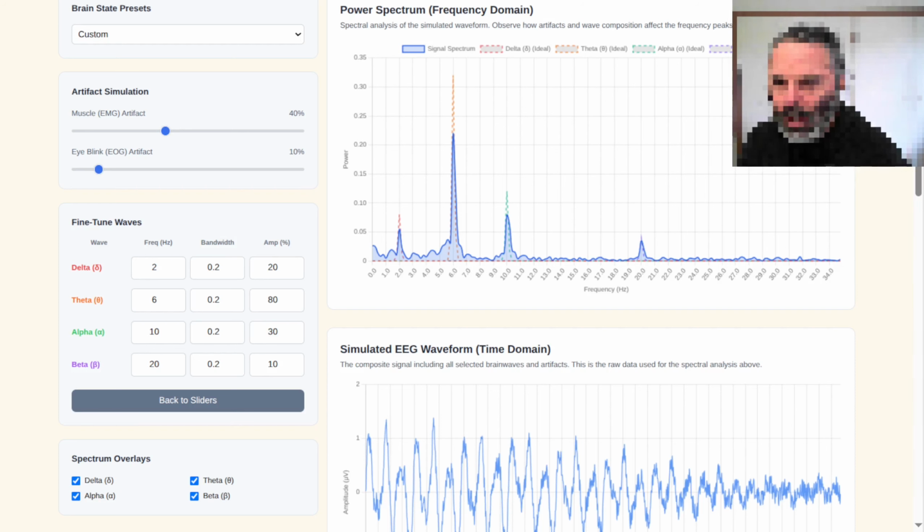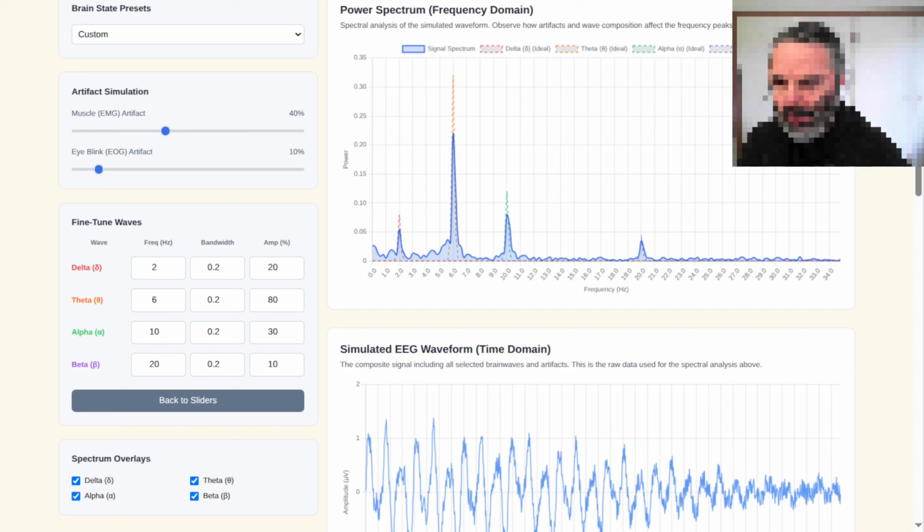I see. So the overlays show the theoretical input, but the blue shows the messy interactive output, the reality of the mix. Precisely. The overlays guide you, they show you what's contributing, but the blue area is the more realistic combined result you'd actually measure. That cocktail analogy really helps visualize it.